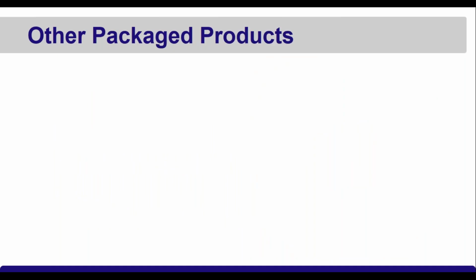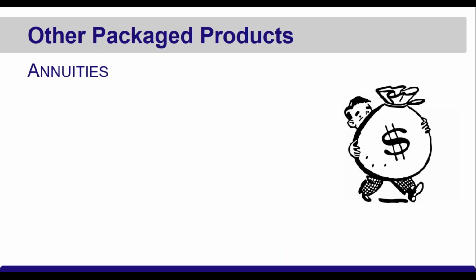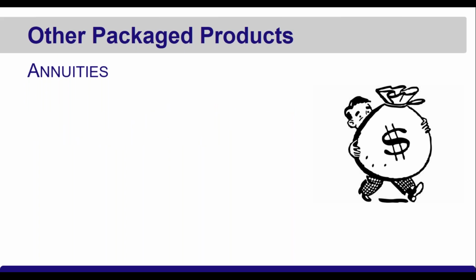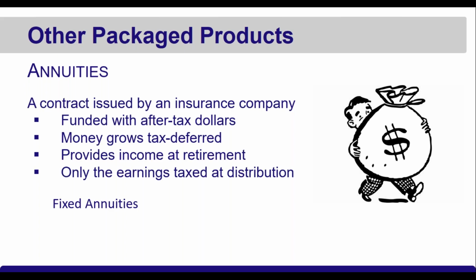All right, so switching here, for our last couple of slides we're going to switch gears and talk about other packaged products, something known as an annuity. Now, annuities are insurance products. So you would need an insurance license, a life and health license, to be able to work with annuities. There are two different types, fixed annuities and variable annuities.